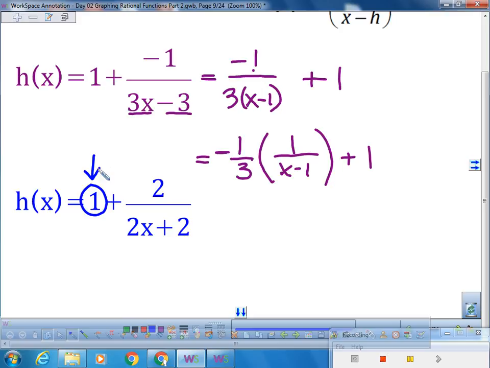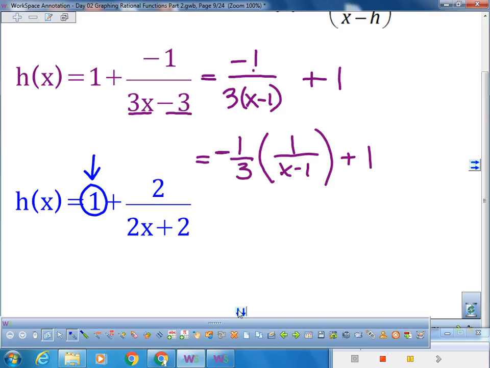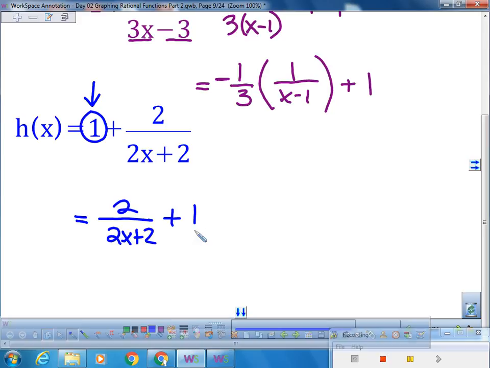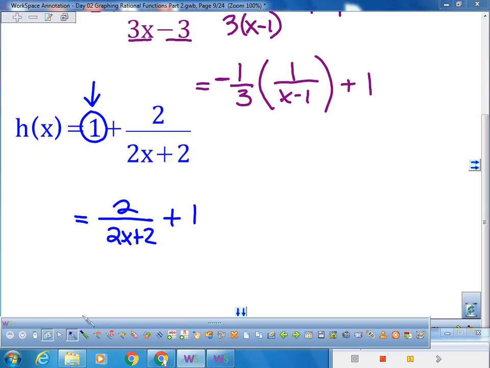Okay. All right. That looks really good. So you should have had this. You should have had 2 over 2x plus 2 plus 1. Now, the only thing I want you to do now is I want you to factor out the denominator. Just pull a 2 out of the denominator. That's all I want you to do.